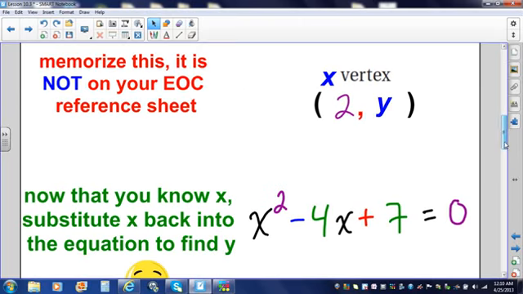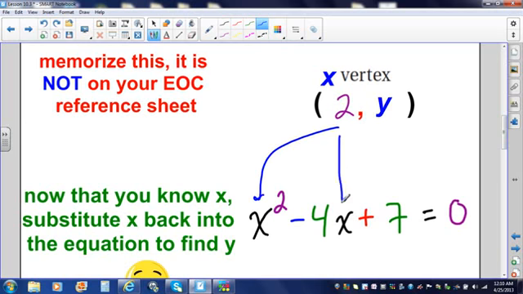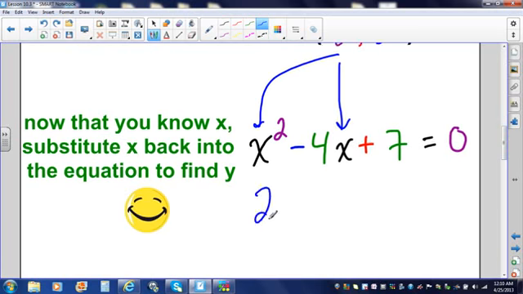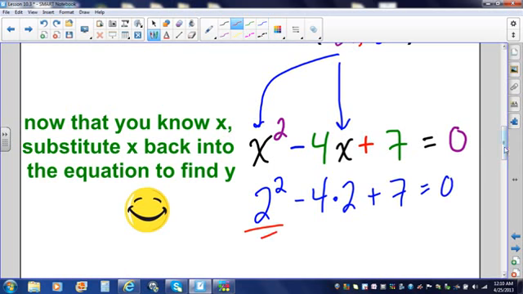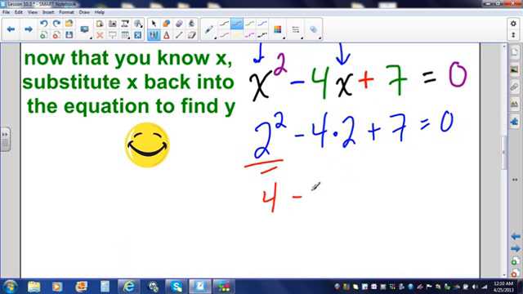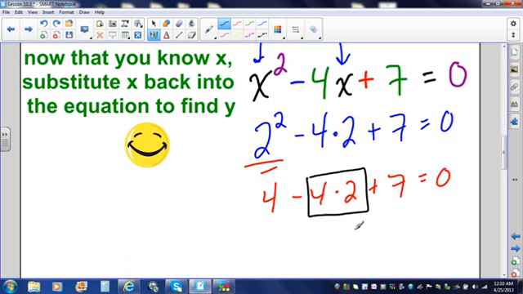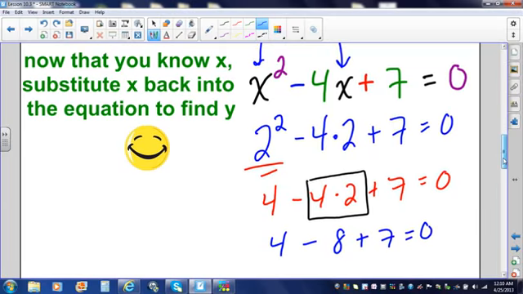So, let's plug and chug. Let's put in 2 for x. So I have 2 squared minus 4 times 2 plus 7 equals 0. Order of operations, I'll do 2 to the second power. 2 times 2 gives me 4. I will do multiplication next. That's going to give me 8. I have 4 minus 8 plus 7 equals 0.